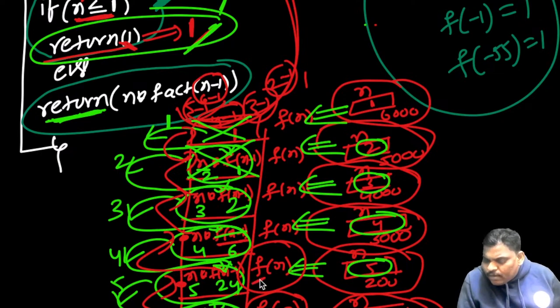Function name will not change. Parameter name also will not change. Number of parameters also will not change. Code also will not change. Same code. The only thing which will change is the parameter value.